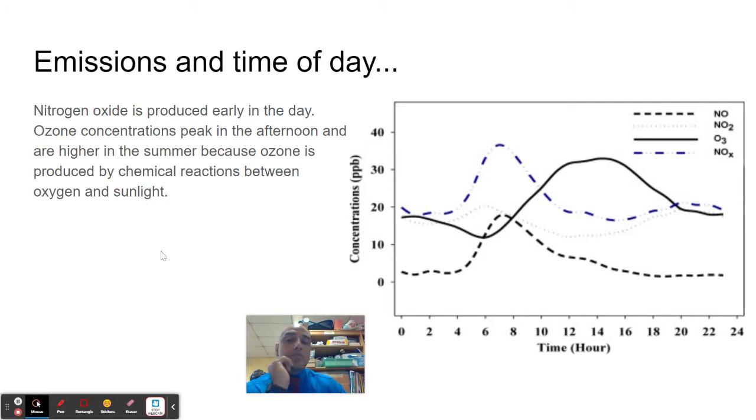Nitrogen oxide is produced early in the day. Ozone concentrations peak in the afternoon and are higher in the summer because ozone is produced by chemical reactions between oxygen and sunlight. So let's look at this image really quick. We have NO, NO2, and we have NOx. Notice in all situations, this is occurring over 24 hours.